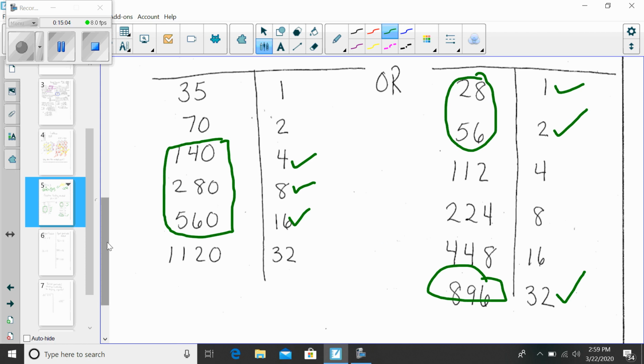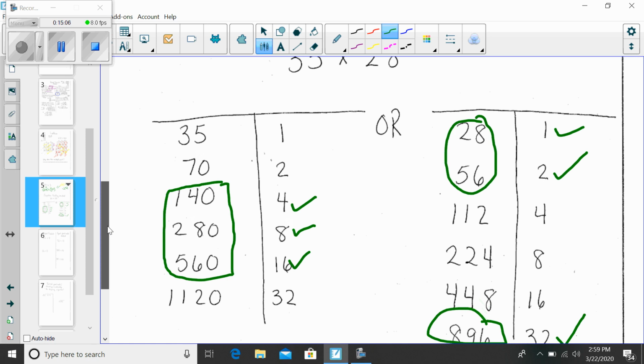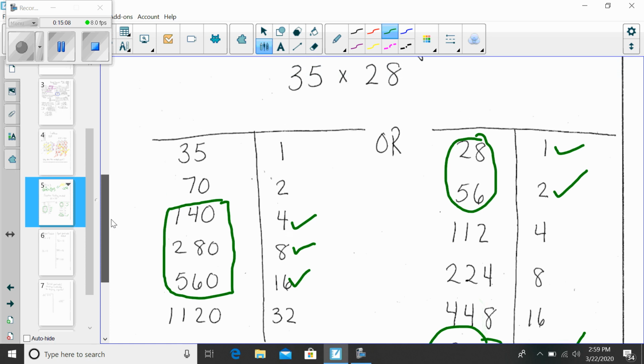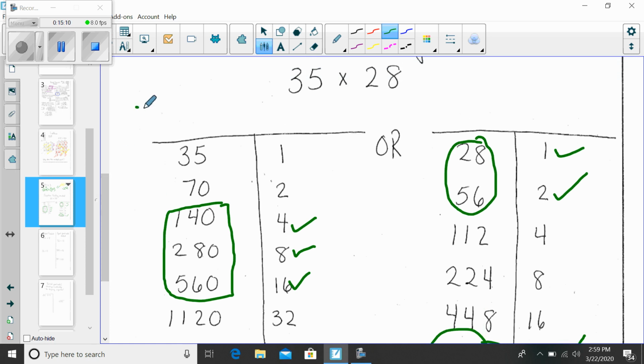The reason the distributive property is hidden in here, or the illustration of how this is the distributive property, is that what I've really done is replaced 28 with its equal. 28 is equal to 4 plus 8 plus 16.